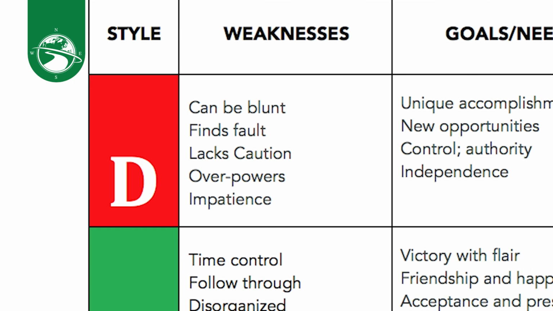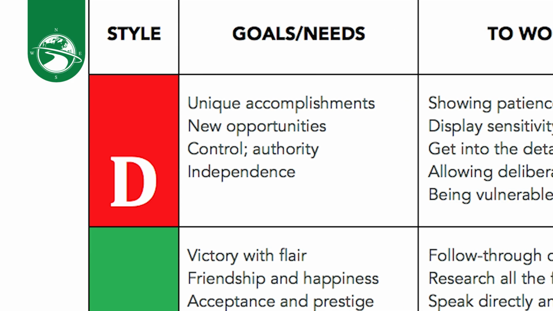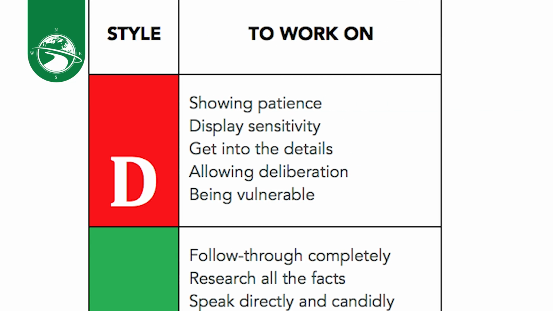Weaknesses can be blunt, they're going to find fault, they lack caution, can be overpowering and impatient. For goals and needs, it's unique accomplishments, new opportunities, being in control, having that independence. What generally Ds need to work on is showing patience, displaying sensitivity, getting into the details.